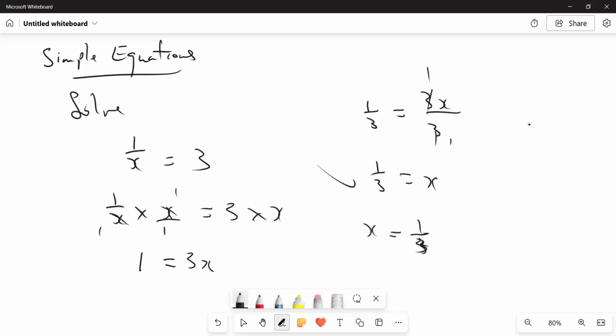Again, some people do it like this. They put 3 over 1, cross multiply, so you get 1 equal 3x. Then you take that down and divide, you get 1/3 equal to x. Perfectly acceptable. Nobody will tell you anything.